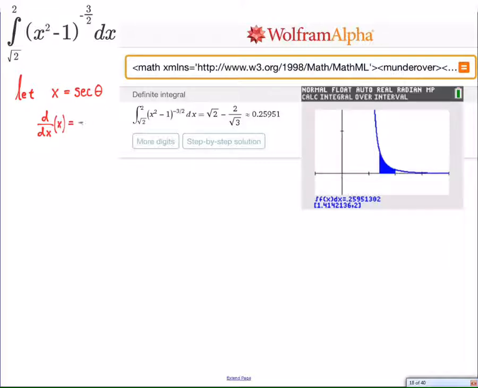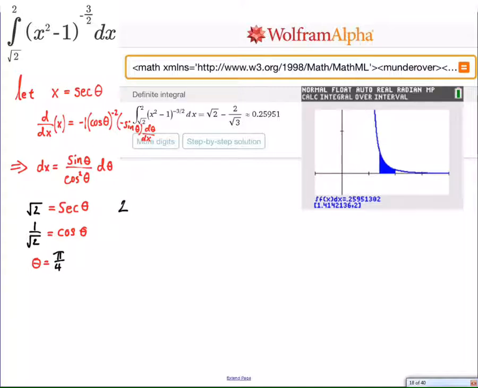So here's how the integral is going to take place. The first thing I need to do is differentiate my x on both sides, so now I could have dx in terms of d theta. It doesn't look like this is going to help at all, because now it says dx is equal to sine theta over cosine squared theta d theta, which is just a hot mess. But I'm going to stick with this, because the square root of 2 was my original x boundary, and I'm going to solve that for theta to get that theta is pi over 4.